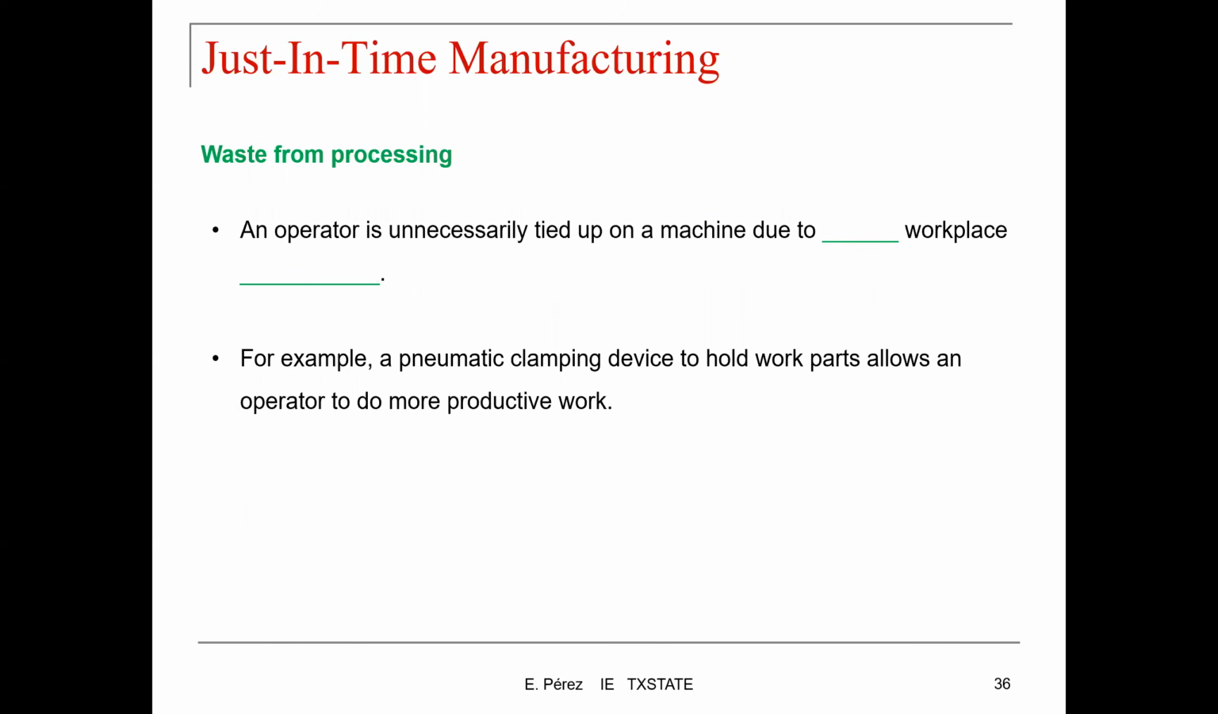Waste from processing. An operator is unnecessarily tied up on a machine due to poor workplace design. For example, a pneumatic clamping device to hold work parts allows an operator to do more productive work.